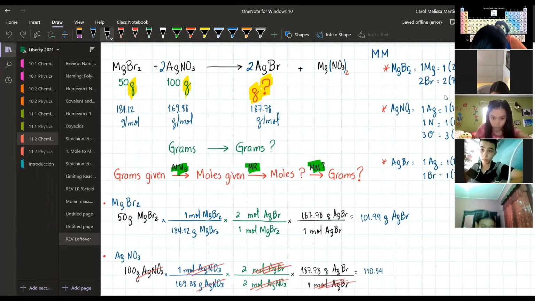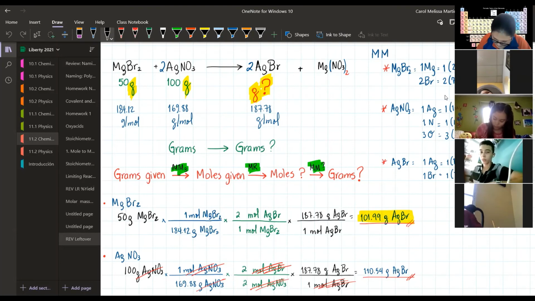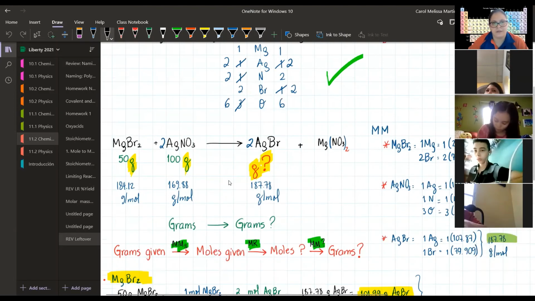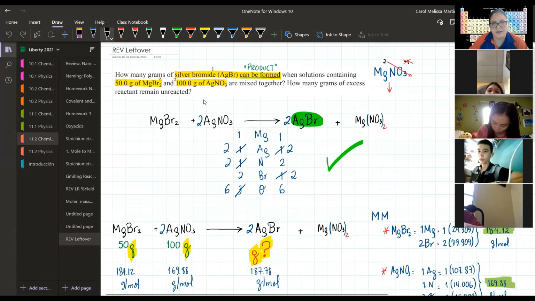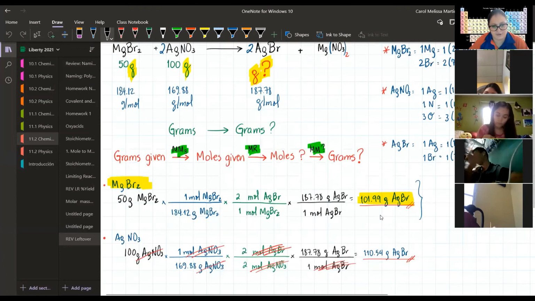So which one is the limiting reactant? Magnesium bromide or silver nitrate? Magnesium bromide. So this is the limiting reactant, magnesium bromide, and that's what determines what can be produced. Here you just write a sentence to answer that question. How many grams can be formed? Well, 101.99 grams can be formed.